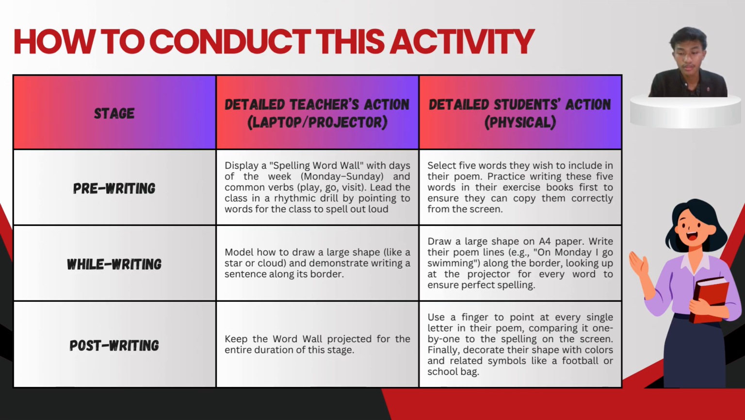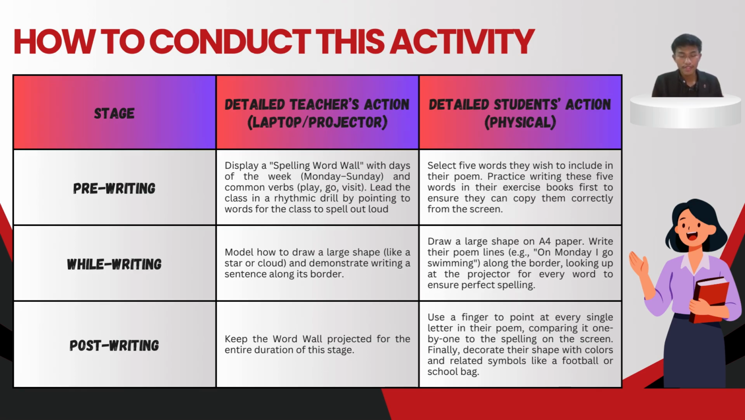Alright. Okay, everyone needs to do it. Okay, it's done. Everyone done? And now the last and most interesting part is you need to decorate your shape poem. Maybe you can use symbols that are related to your poem, and also colors, pencil colors, to make it pretty. Alright, so everyone done. So the end. This is how to conduct this activity.